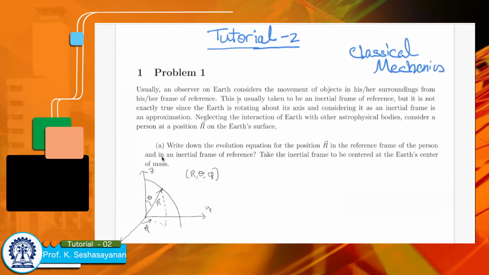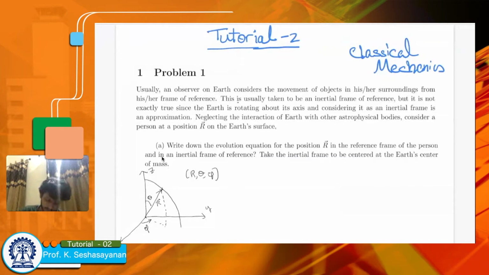So this is continuing on rotating frames here, and the first problem that we look at today is an observer on Earth. So usually an observer on Earth considers the movement of objects in his or her surroundings from his or her frame of reference. So for example, when we observe some particle which is falling, we would consider that falling particle as a mass which is moving in our frame of reference. And this is usually taken to be an inertial frame of reference.